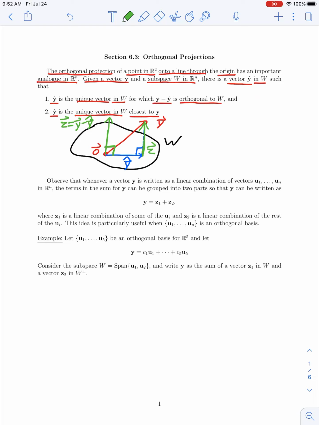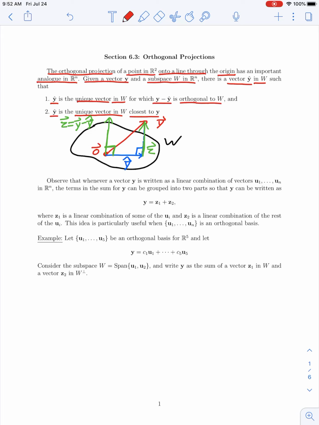So what we're going to consider in this section is the extension of an orthogonal projection of a vector onto a line in R2 to the orthogonal projection of a vector in n-dimensional space onto some subspace of Rn, which we're calling W. And this projection is unique and defines the closest vector in W to the vector y.